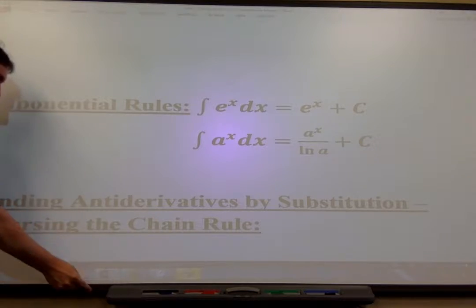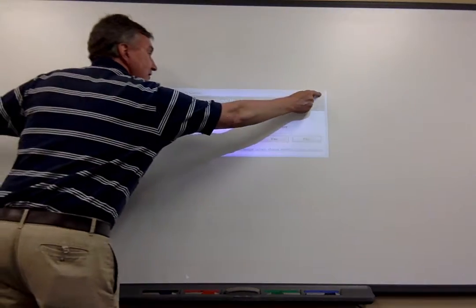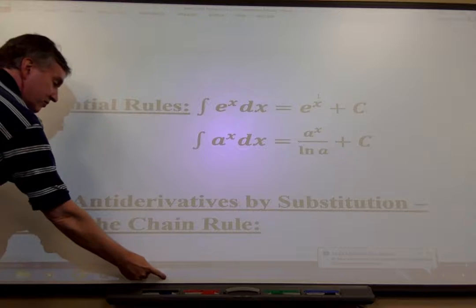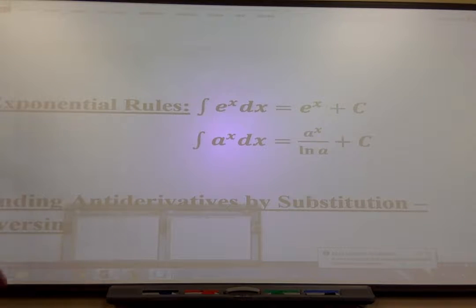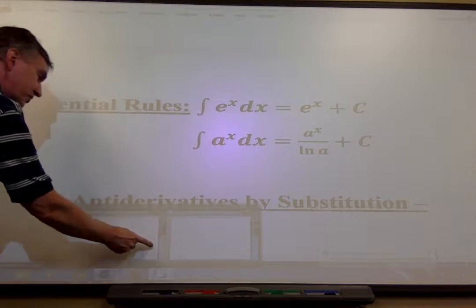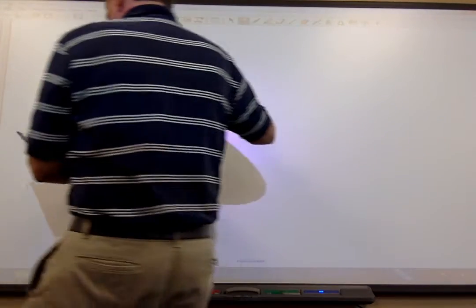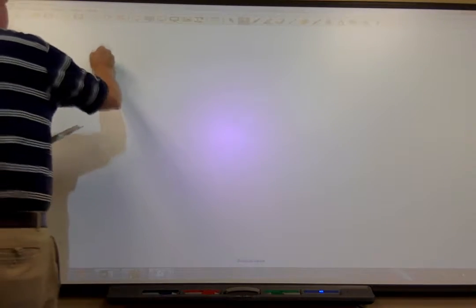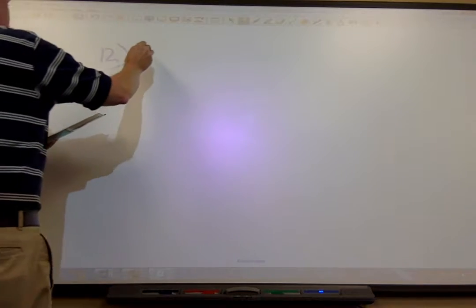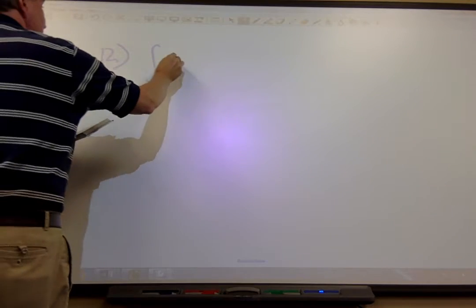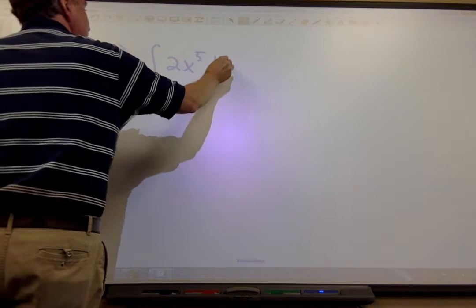Why don't we do some practice now? Let's see if you feel like that's going to be good. Let's just do some of the even ones. Look at number 12. 12 says, what's the antiderivative of 2x to the 5th dx?